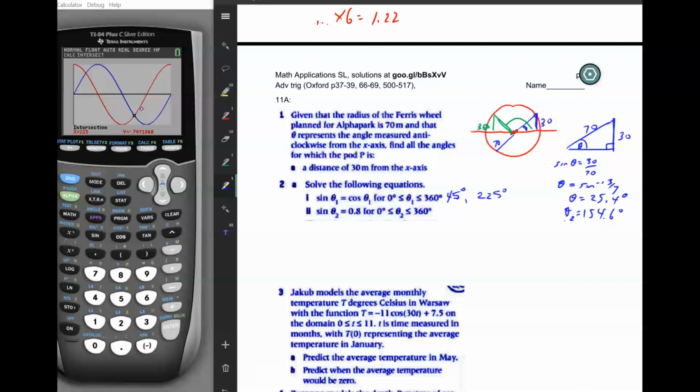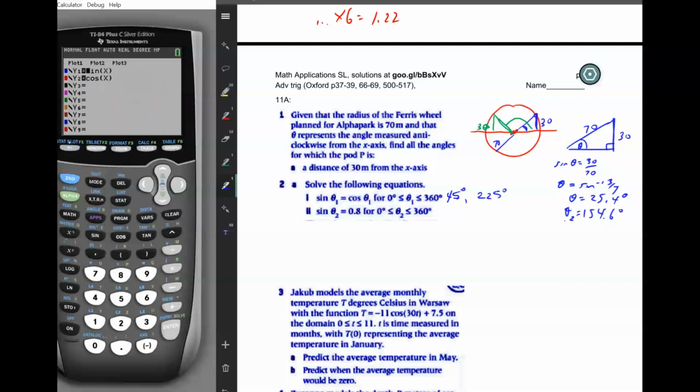Then the next one says, what are the theta values in which sine of theta is equal to 0.8 and also between 0 and 360 degrees. Okay, so let's do that. So we'll go into y equals, and the first function is going to be sine of theta, and the other one is going to be 0.8. And then we're going to graph that, and we're going to have a sine function, and then a horizontal line at 0.8, and then we're going to find out where they intersect.